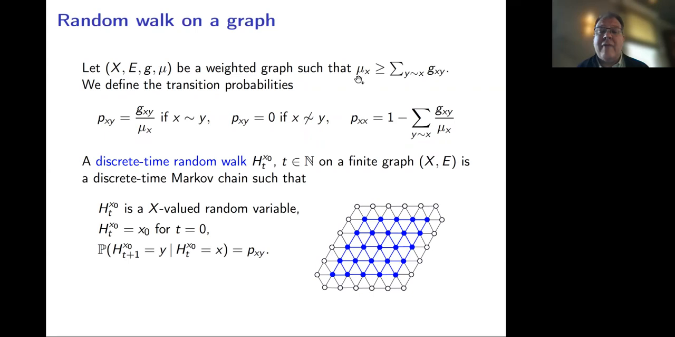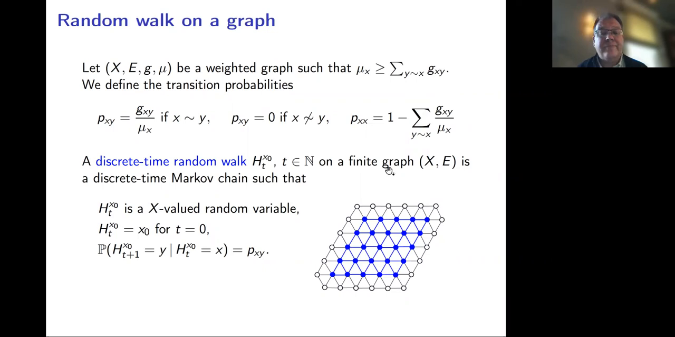To define that, we have to assume that the weights at the nodes, mu x, satisfy this condition, where g's are the weights on edges. If this condition is satisfied, then we can consider the following probabilities. We take the probability that we jump from node x to y to be g over mu, if the nodes are connected. If the nodes are not connected, then the jumping probability is zero. And the probability that we stay at the node where we are at a given moment is given by this. This probability p_xx has to be non-negative. That is the reason why we require this inequality for the weights.